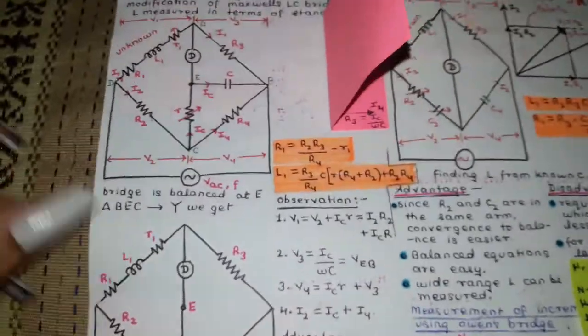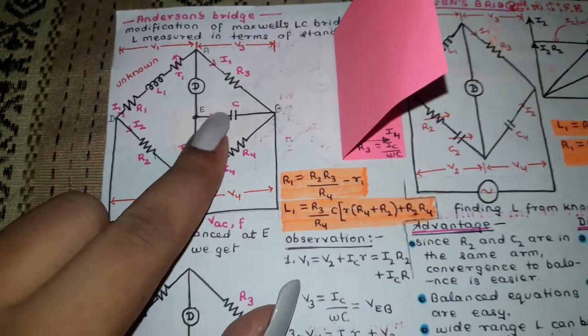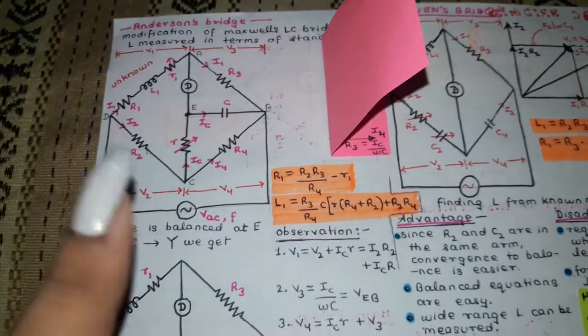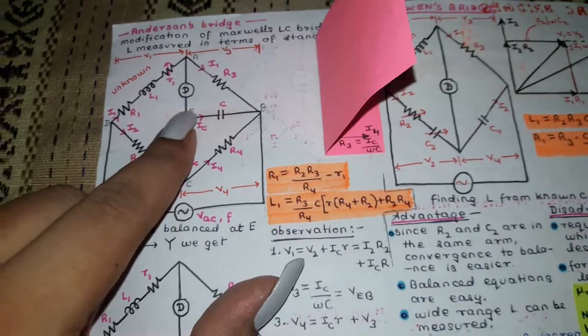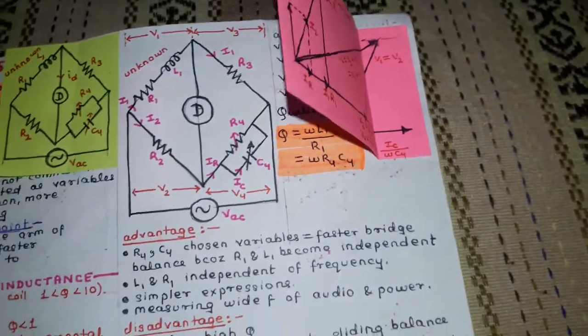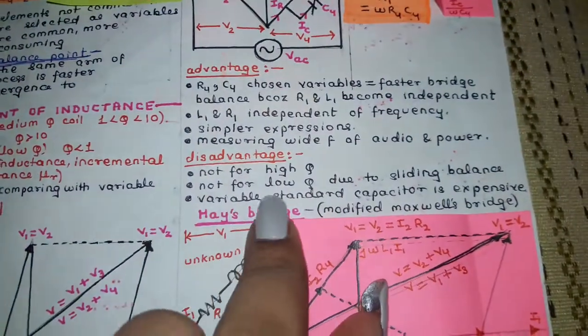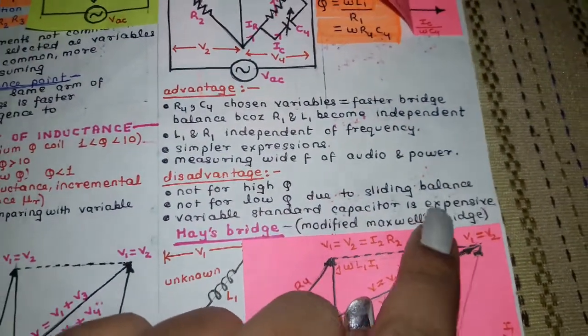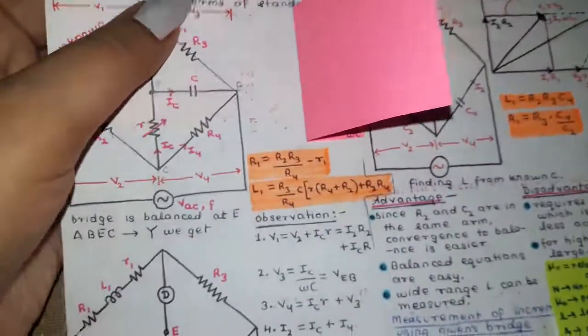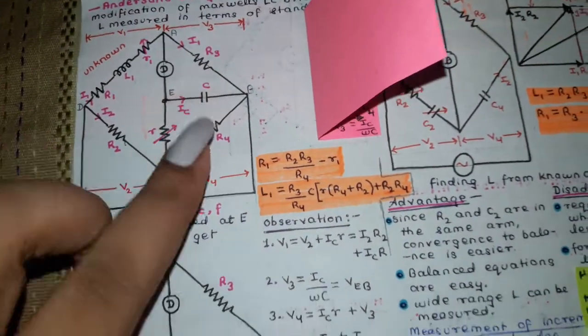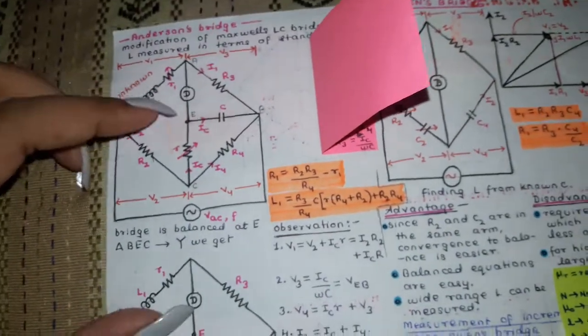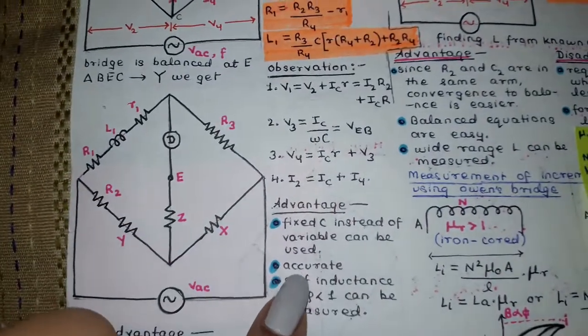Here you see the capacitor is not variable, so this is the advantage, because we have also studied that a variable standard capacitor is expensive. But we are not using a variable capacitor, we are using a constant, fixed capacitor over here. This is the advantage. Then we have it is accurate.